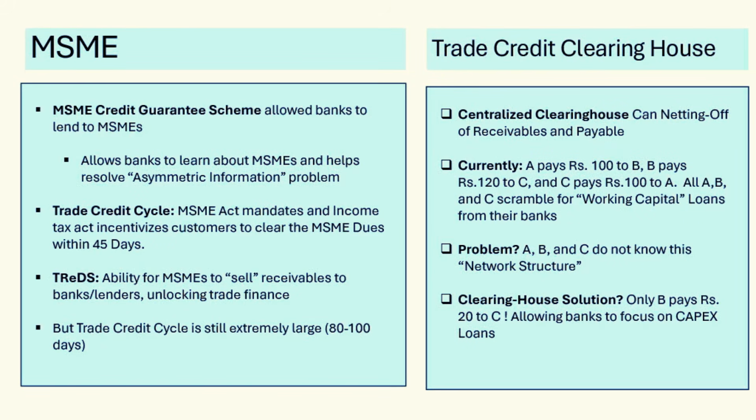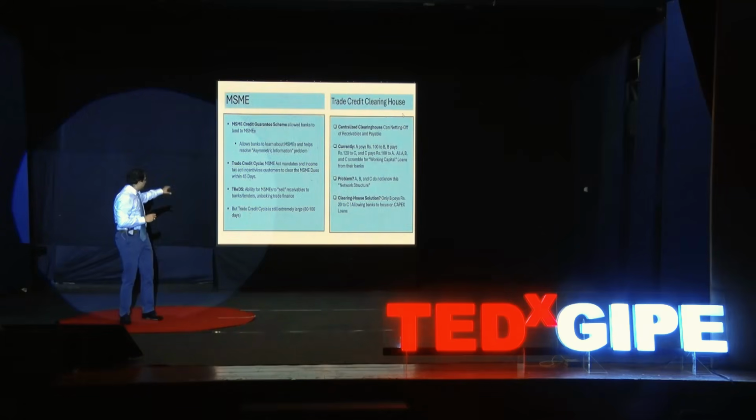Good. Trade credit cycle. Various laws in India now, the MSME Act and the Income Tax Act, incentivize customers to pay MSME companies on time, within 45 days. At least the act is there. Implementation is still a little bit here and there, but I think we are moving in the right direction. There is a fantastic platform called TReDS, where small companies can take their receivables from their customers, sell them, and get funding against them. Okay?